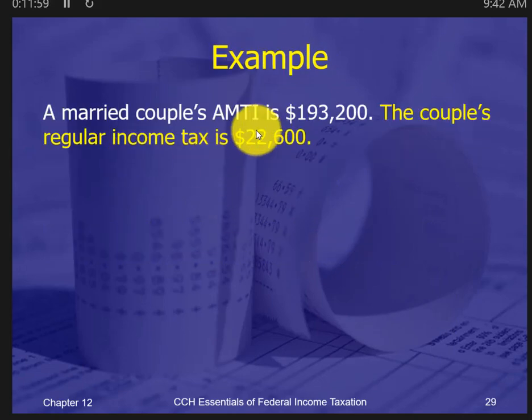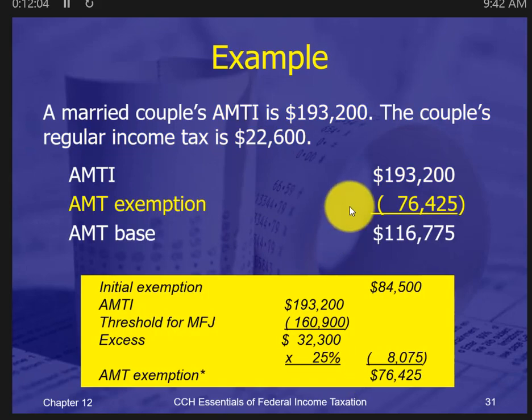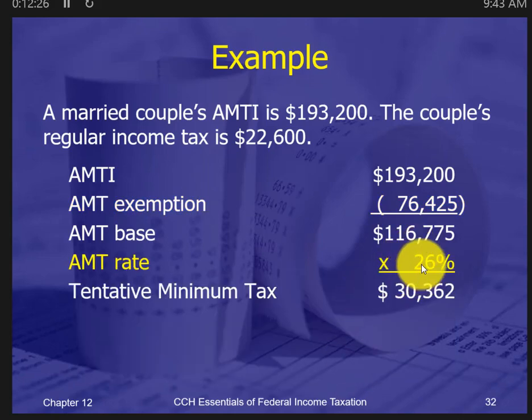So here's our full example of how to do the AMT. AMTI, we take out the exemption. This is how you would calculate the exemption if our AMTI was 193. Originally it was 84.5 because we're married, filing jointly. We're over the threshold. 25% of that is 8,000. We subtract it, and get 76,425. We then multiply that by the 26% because we're not over 187. So that's your minimum tax.